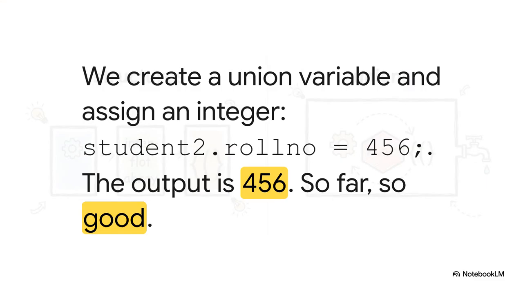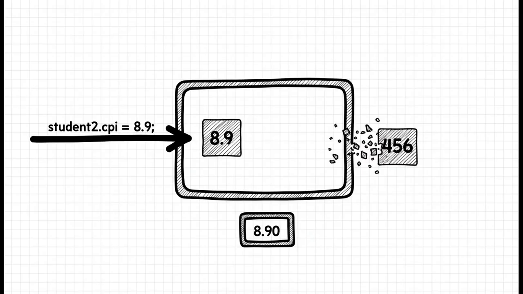Okay, let's watch this play out, because it's a little strange. We'll create a union variable and assign an integer, 456, to its roll no member. We print it out, and we get 456. Everything looks perfectly normal. So far, so good. All right, now the very next thing we do is use that same union variable, but this time we assign a float, 8.9, to the CPI member. We print the CPI, and again, it works just fine. We see 8.90 on the screen, no problem.